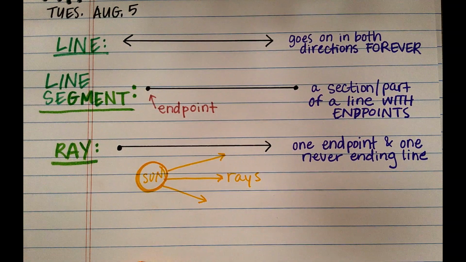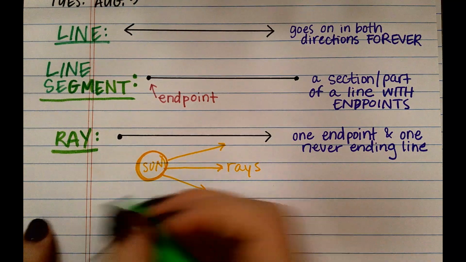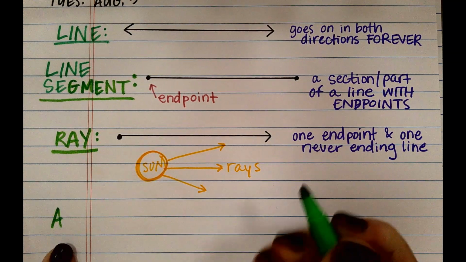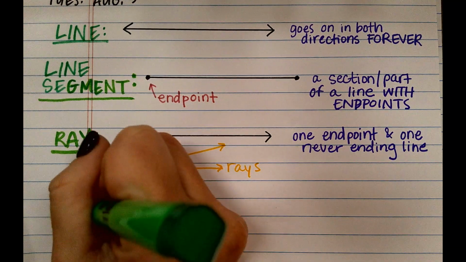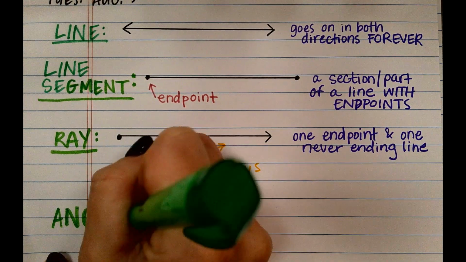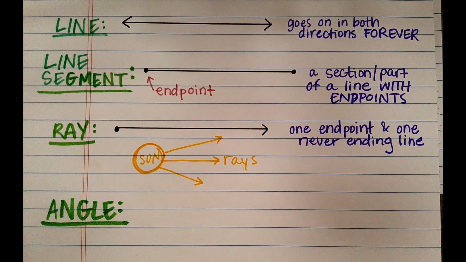And the final term I'm going to give you that I'm sure you've all seen and heard and know is an angle. We're building on it. An angle is made up of two rays. I'll give everybody a second to kind of catch up on the notes, and then I'm going to give you some more specifics on the angle.